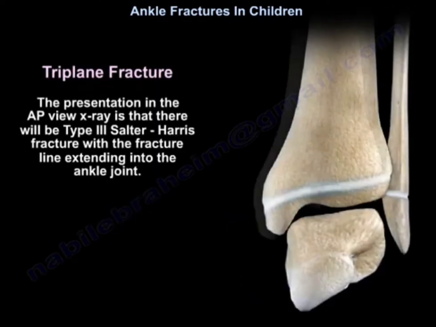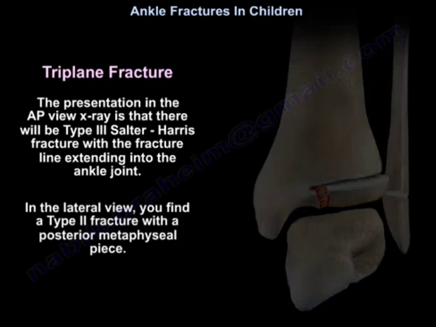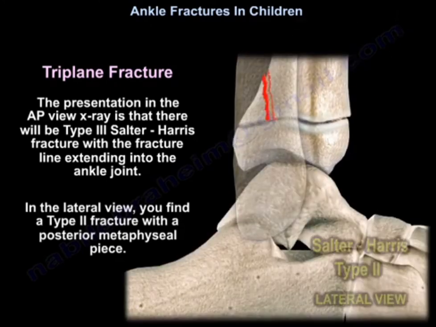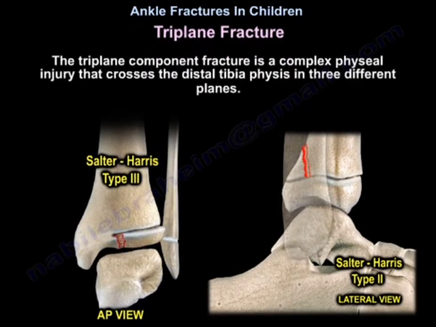How about the triplane fracture? Representation in the AP X-ray, there will be a Type 3 Salter-Harris fracture with the fracture line extending into the ankle joint. In the lateral view, you will find Type 2 with a posterior metaphyseal piece. The triplane fracture is a complex physeal injury that crosses the distal tibial physis in 3 different planes.